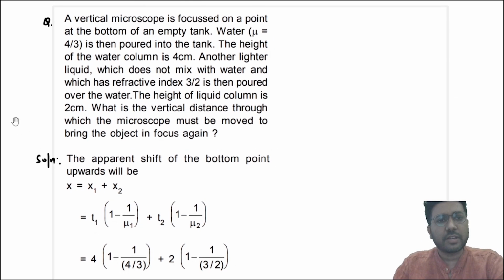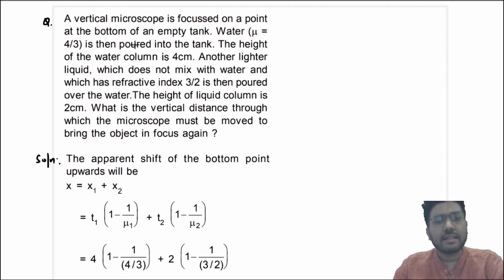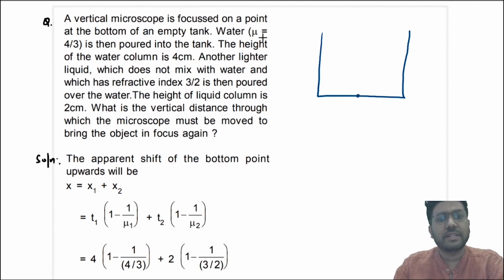So in this question, it is given that there is a vertical microscope which is focused at a point at the bottom of an empty tank. So this is an empty tank and a microscope is focused at the bottom of an empty tank, right? The refractive index of water is given as 4 by 3. So that water is poured in the tank.